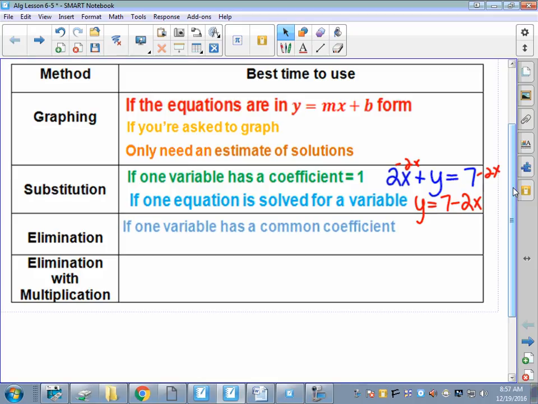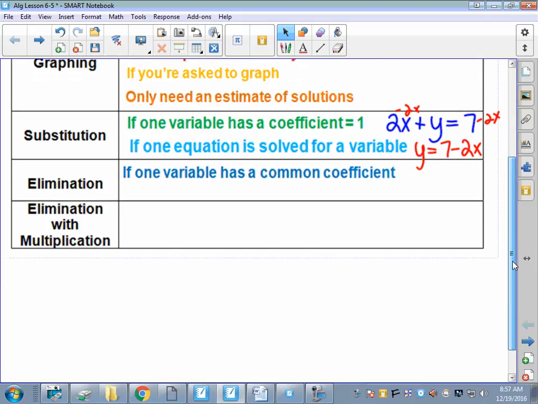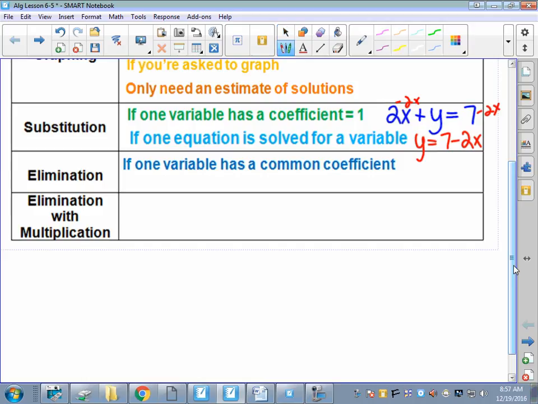Elimination, they put these as two separate because we did these in two separate sections. However, for elimination and elimination with multiplication, if one variable already has a common coefficient, just go for it. Remember, everything needs to be in standard form, or all lined up: x's, y's, equal signs.